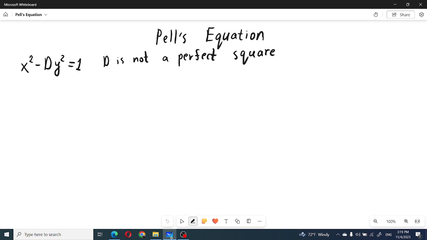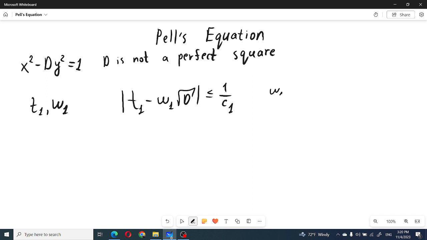The first one is that we can always find t1 and w1 such that the absolute value of t1 minus w1 square root d will be less or equal to 1 over c1 for every positive number c1, and w1 must be less or equal to c1.